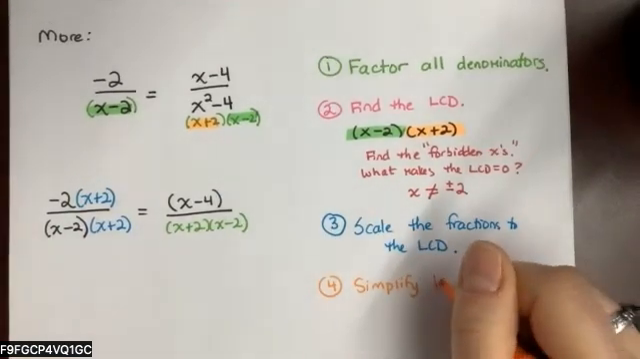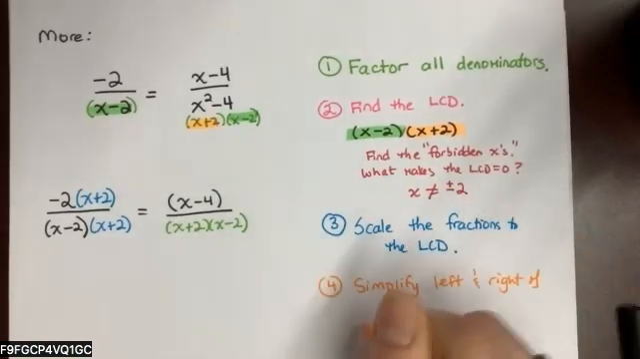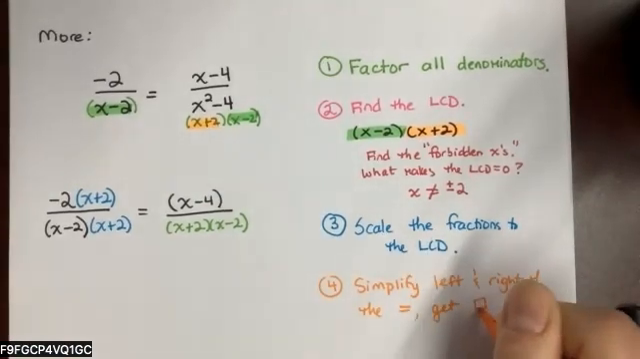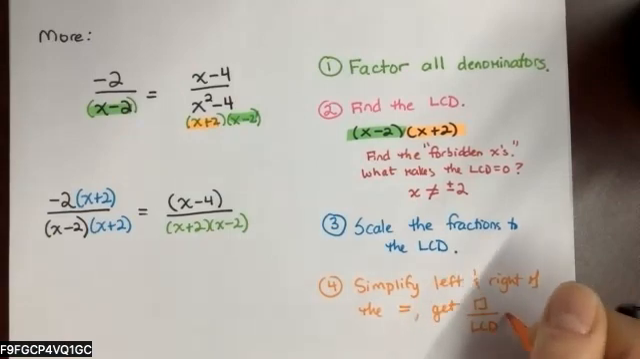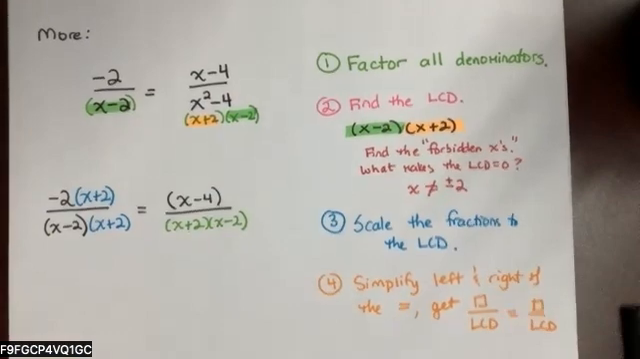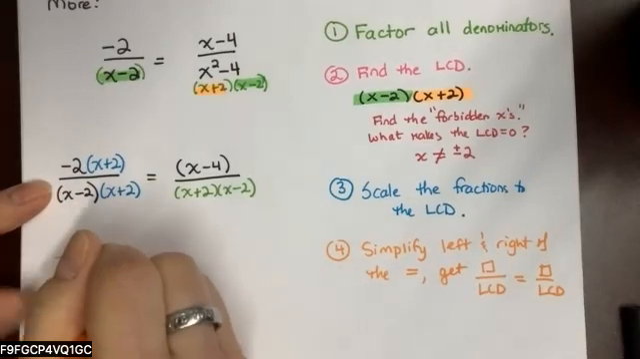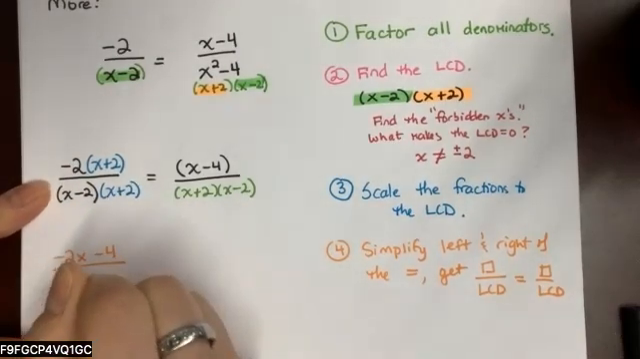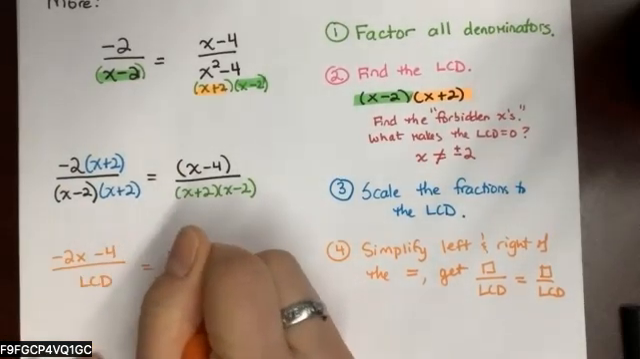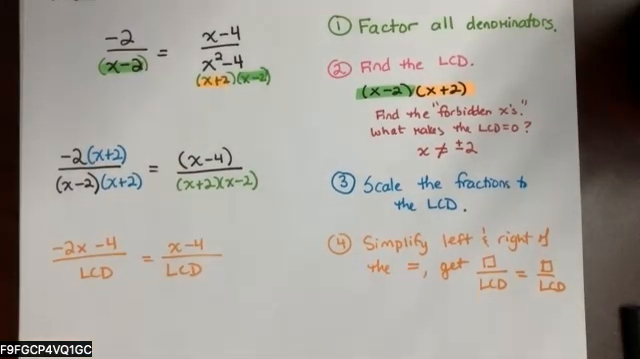I'm going to simplify the left and right of the equal sign in order to get this picture. Something over the LCD equals something over the LCD. So I'm going to do whatever math is necessary. So here I have negative 2x minus 4. And I'm just going to go ahead and write LCD at this point. And on this side, I have x minus 4. So there we go.